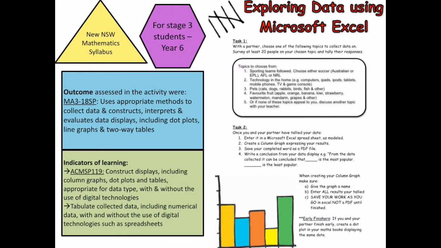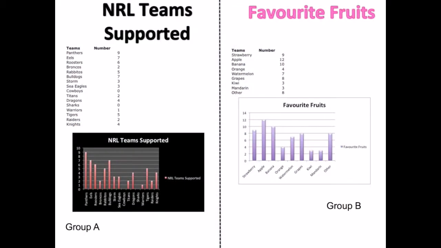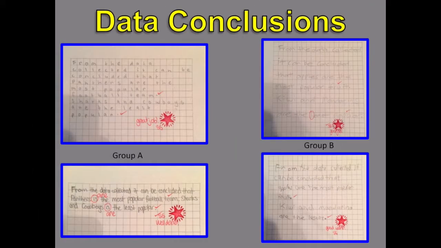Here, the new maths syllabus outcomes for Stage 3, Year 6, using appropriate methods of collecting data and constructing and interpreting this data, particularly in the indicators, the use of column graphs, which was used in this activity. Students' work samples of their collated data were then put into column graphs, along with drawing conclusions from their data, which is handwritten in their maths books.